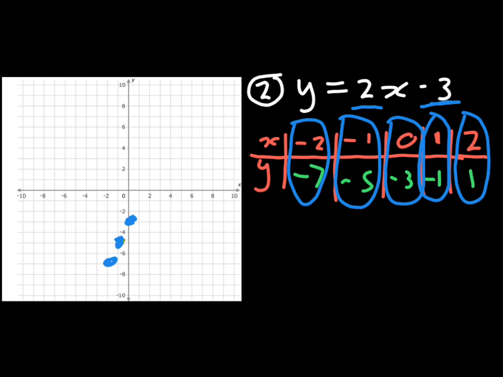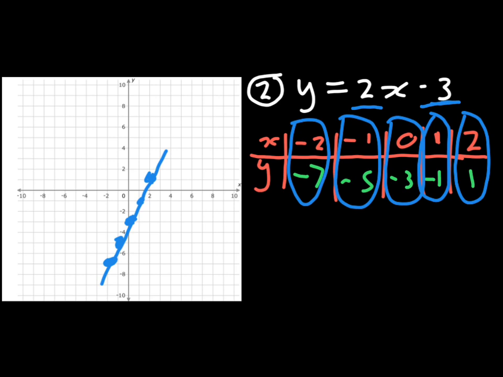Next, we're going to plot the point 1 and -1. That would be over there, because that is where x is equal to 1 and y is equal to -1. Lastly, we plot the point x is 2 and y is 1, so we're plotting the point 2, 1, and that would be over there. So now that we have plotted all of our points, we now need to connect each of these points. To do this, we will use a ruler and line up all the dots, and we will connect all of the points.